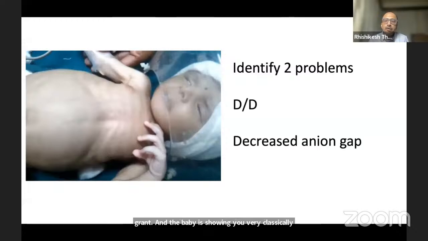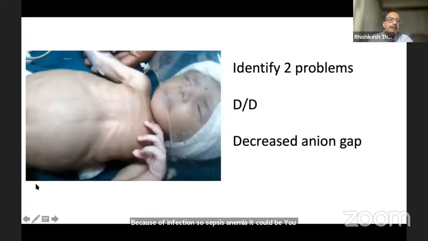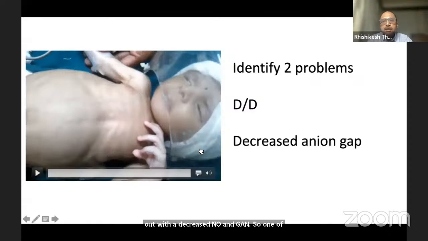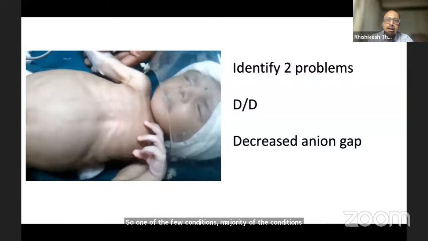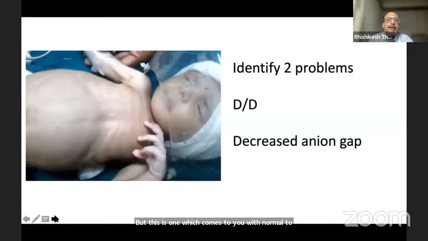So acidotic breathing in a month-old could be because of infection, so sepsis, anemia. It could be renal failure. It could be a lactic acidosis secondary to inborn errors of metabolism. But the blood gas comes out with a decreased anion gap. Majority of the conditions with metabolic acidosis would come with increased anion gap, but this is one which comes to you with normal to decreased anion gap. What you are looking at is a baby who turned out to have renal tubular acidosis. But mark the acidosis, mark the failure to thrive, and then you can put 2 and 2 together.